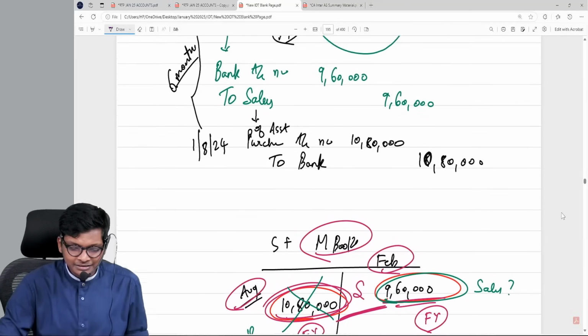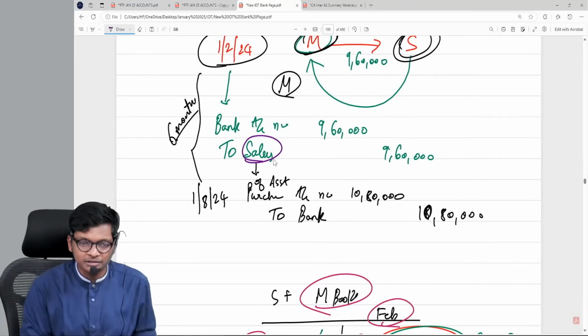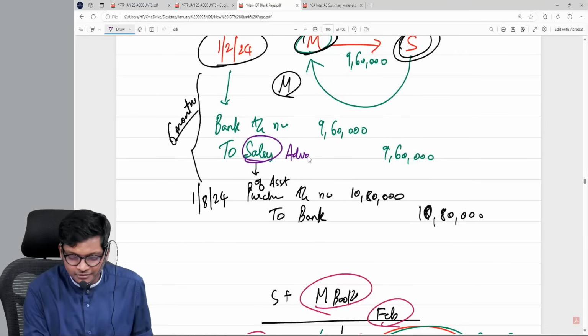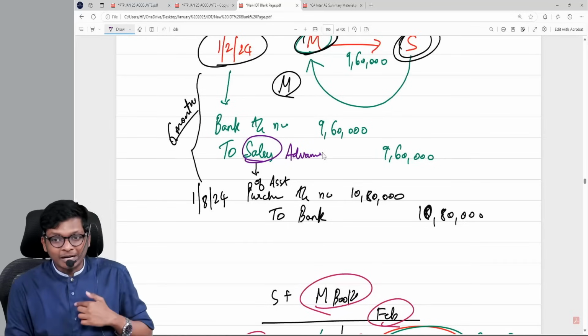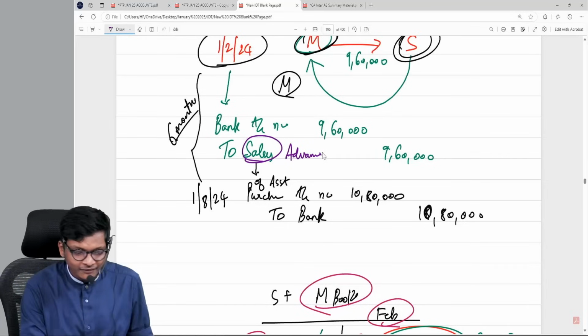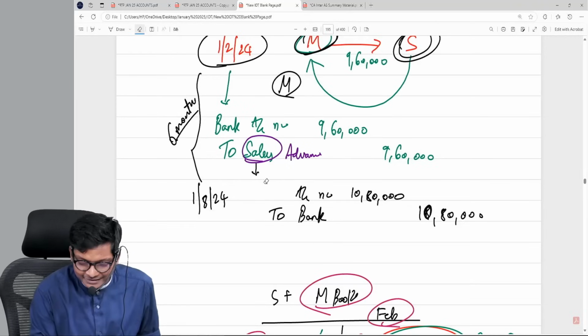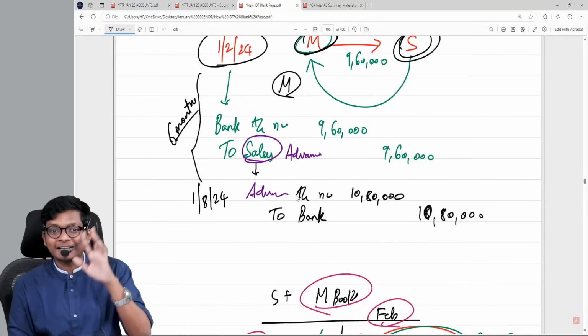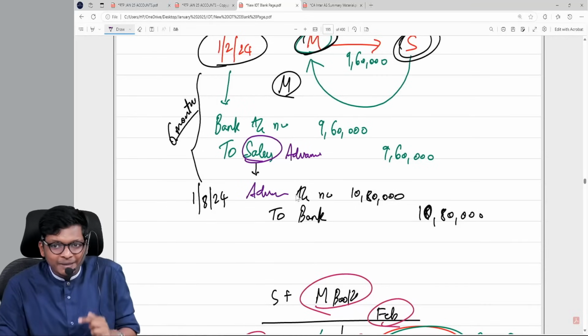And this entry, I will not show as bank to sales. This is not sales. I will show this as an advance. I took an advance. While repaying also, I will not show it as purchase. I will again show it as advance. Loans and advances. I took an advance, I repaid the advance.